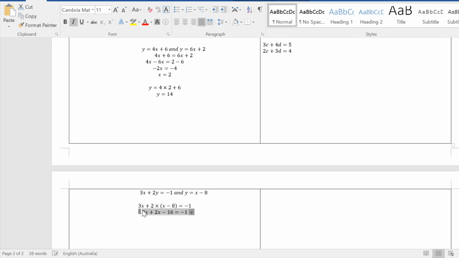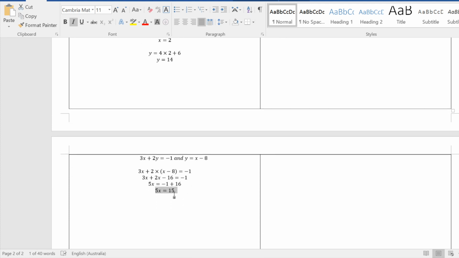From there, once again, just simplifying our values. 3x plus 2x is 5x. I'll move the minus 16 to the other side, making it plus 16. Negative 1 plus 16 will give you a total of 15. Then you've got 5x equals 15. The opposite of timesing is dividing. So 15 divided by 5 will give you a grand total of 3. So we know that x is equal to 3.